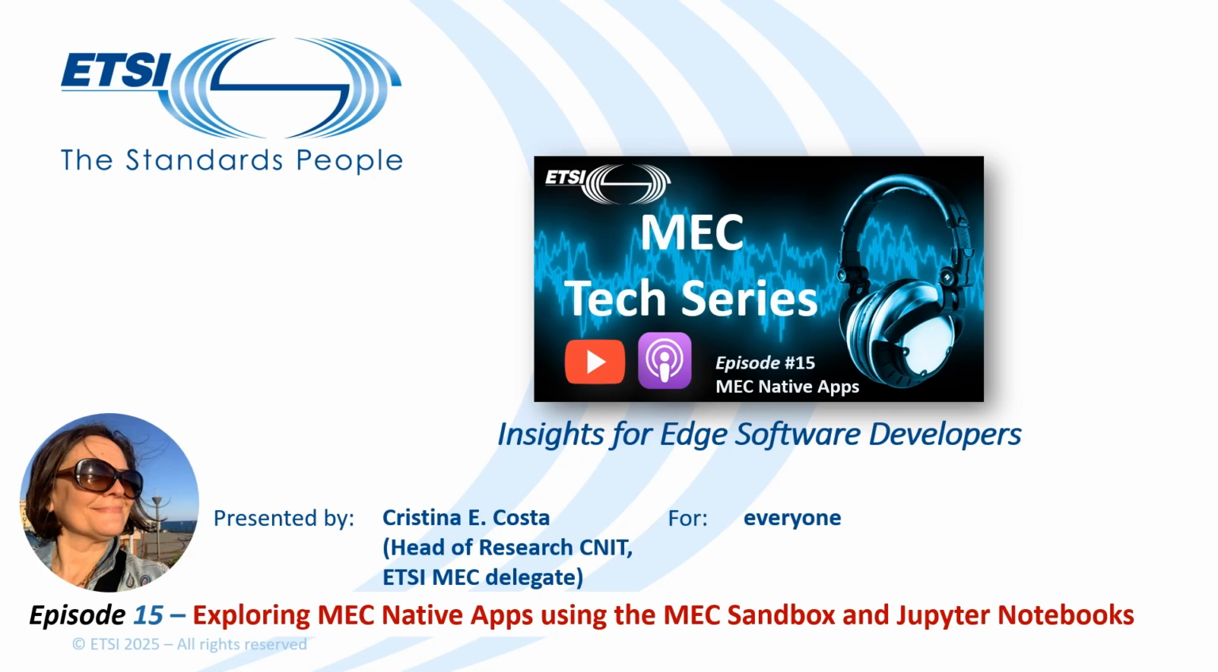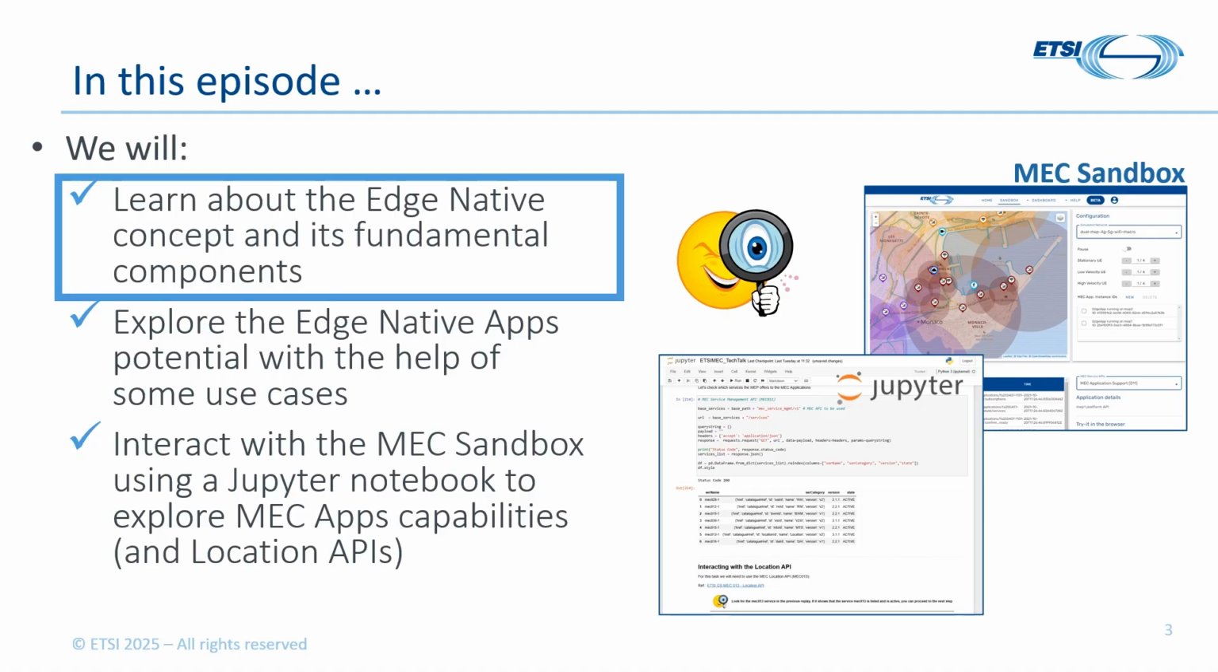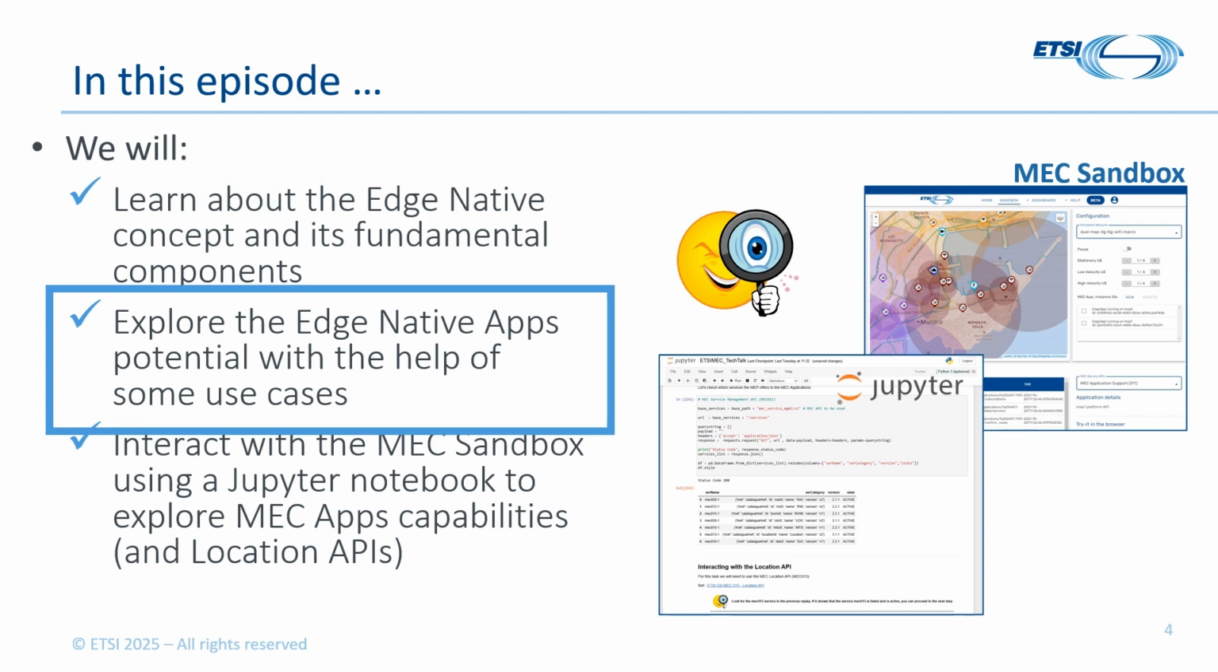Today I am very pleased to present this episode of the MEC Tech series focusing on the MEC native applications. In this episode we will talk about edge native applications and how they can benefit from the MEC APIs. First, we will dive into the concept of edge native application and how they are different from the cloud native ones. Then, we will explore the role of ETSI MEC APIs in creating compelling edge-native services that take advantage both of the vicinity to the user and of the knowledge acquired at the edge.